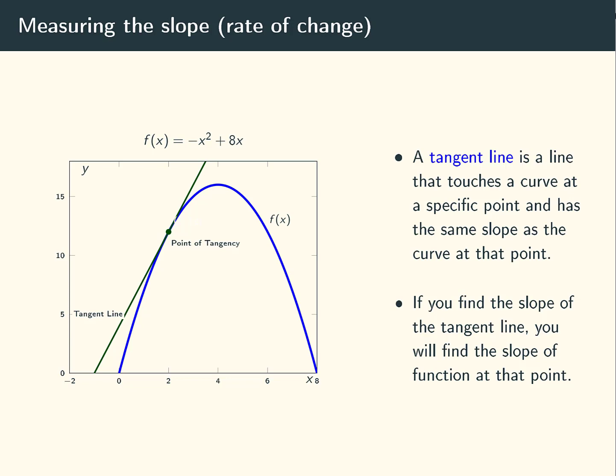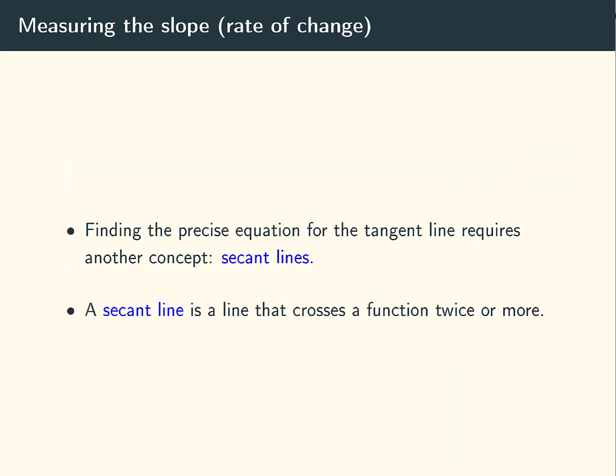Here's a quick summary of what I did on the previous two slides. We drew a tangent line. A tangent line just touches a curve at a single point, and at that point where it touches the curve, the curve and the line have the same slope, the same rate of change. Okay, that's great. There's this tangent line that we believe exists. If we know the slope of the tangent line, we can find the slope of the curve.